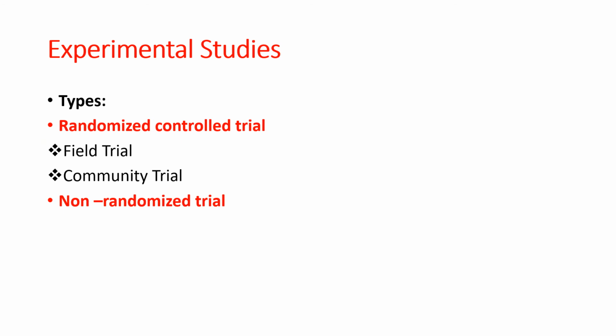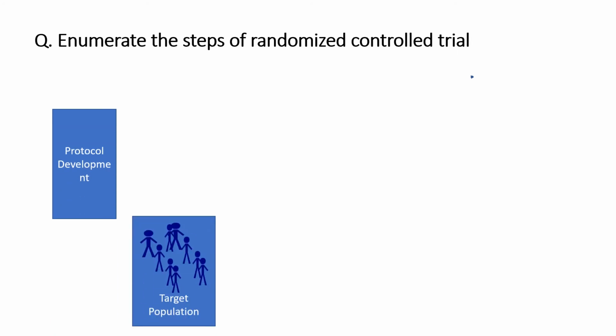Now let us look at the experimental studies. Basically, there are two types: the randomized control trial, consisting of the field trial and community trial, and the non-randomized trial. Of them, the common question that comes in your examination is the steps of the randomized controlled trial. So let's get a visual of it.